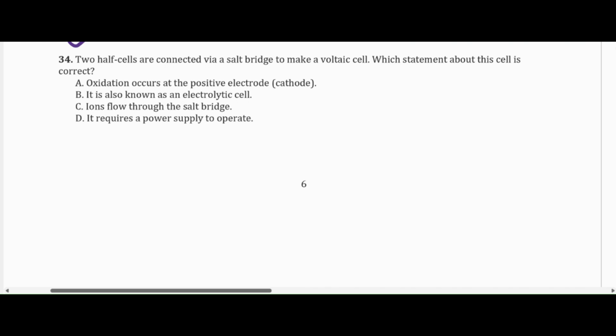34, two half cells are connected via a salt bridge to make a voltaic cell. Which statement about this cell is correct? Oxidation occurs at the positive electrode, the cathode. Well, no, we know that oxidation always occurs at the anode, so it won't be A. It's also known as an electrolytic cell. Well, no, that's a different type of cell. Ions flow through the salt bridge. Yes, they do, and electrons flow in the external circuit. So that will be C.